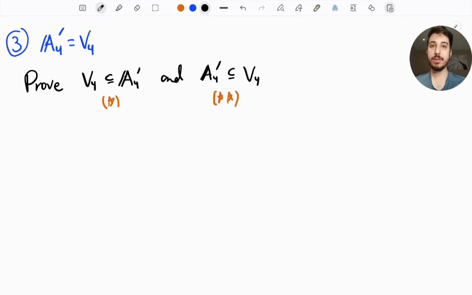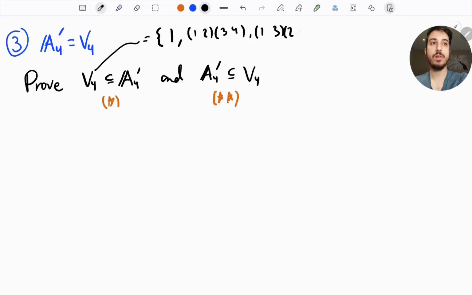The proof of the third part of the proposition will be done in a similar way to what we did earlier, where we proved it using double inclusion. The first inclusion is easier: V4 contained in A4 prime. Remember, V4 is the Klein four-group containing 4 elements: the identity and the 3 double transpositions, (1 2)(3 4), (1 3)(2 4), and (1 4)(2 3).